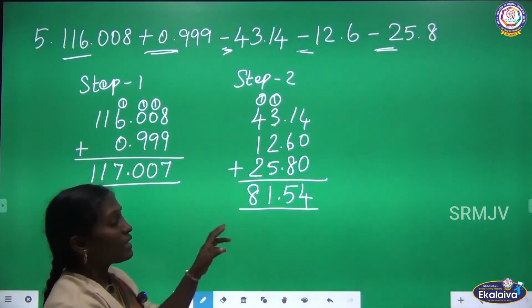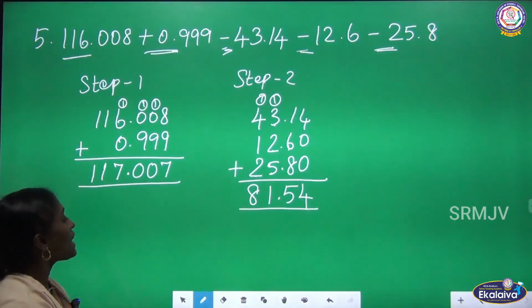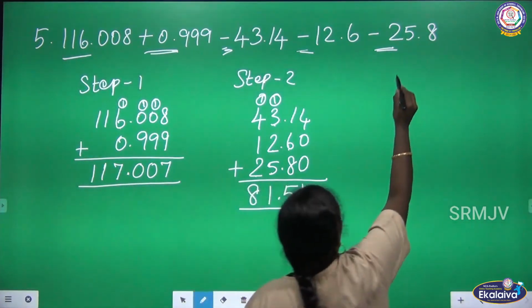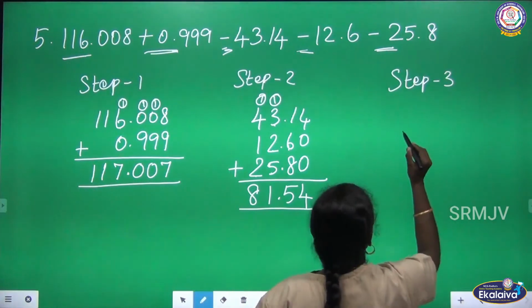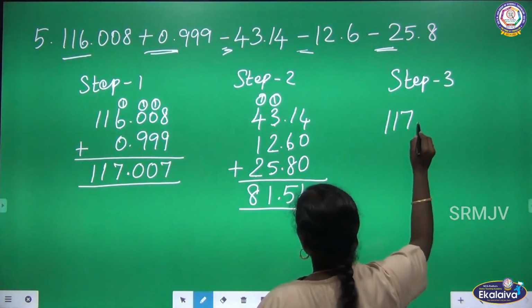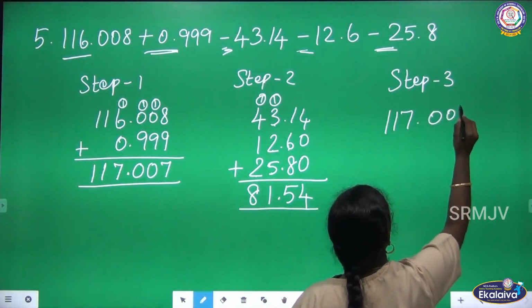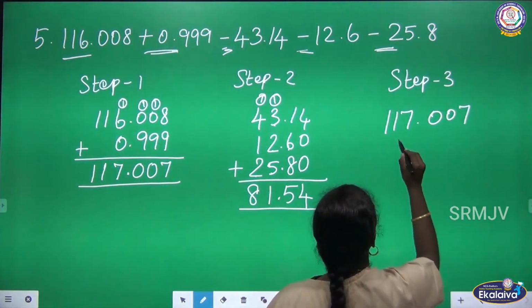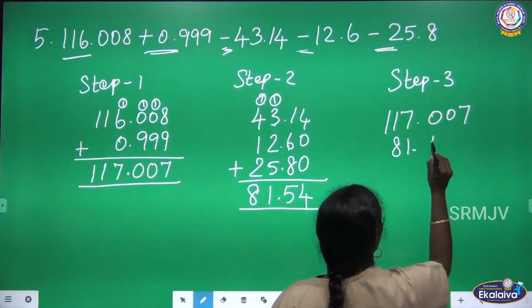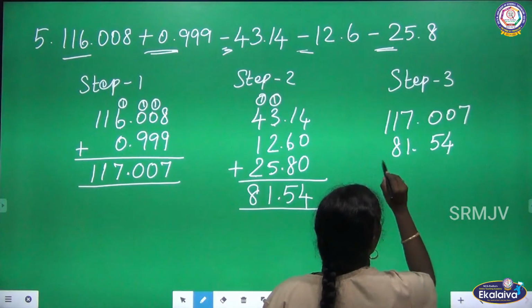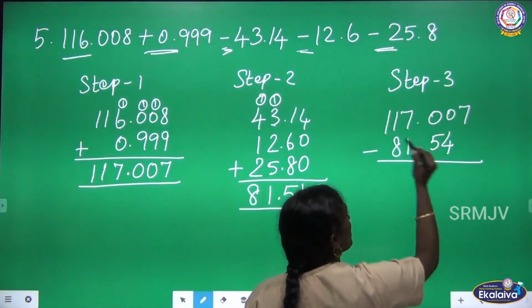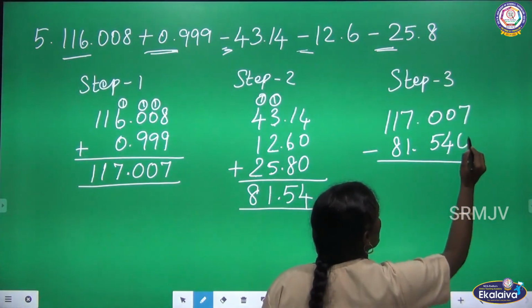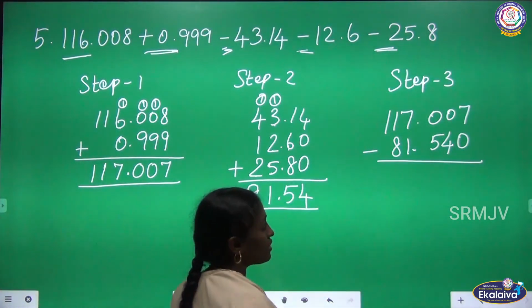and step 2. In step 3, we are going to subtract these 2. The first answer is 117.007. The second answer is 81.54. In the first, we have to subtract. In the first decimal number, we are having 3 decimal places. For that, I am adding 1 0 here.